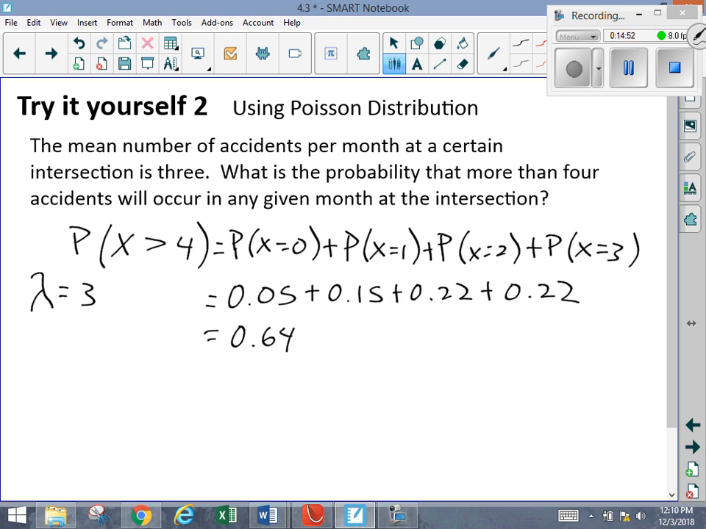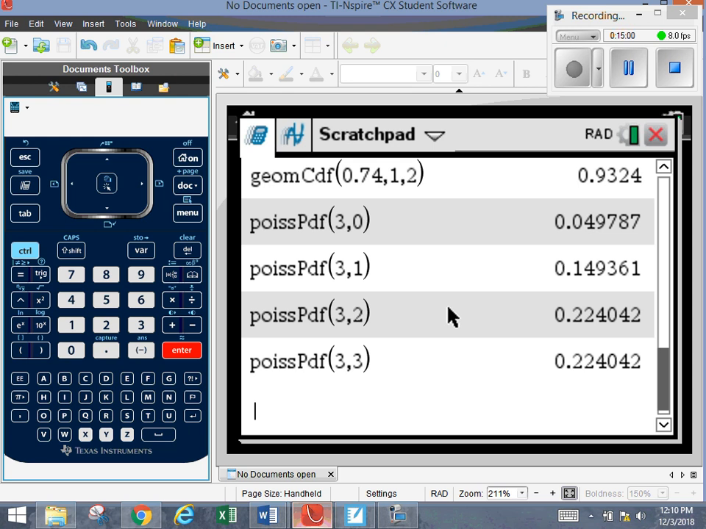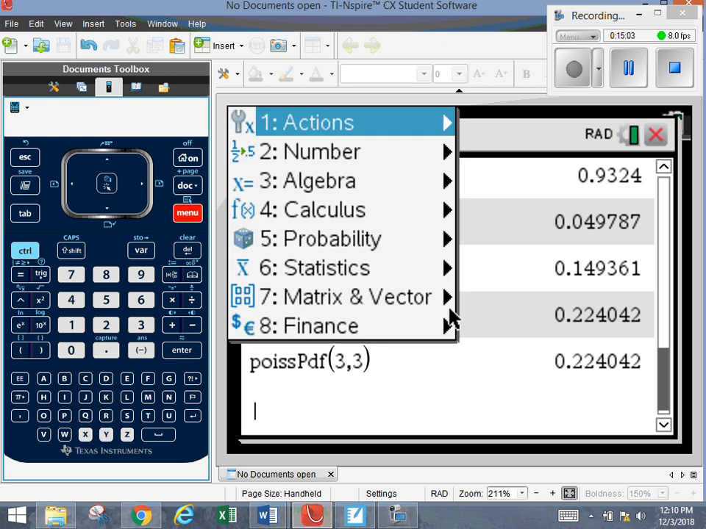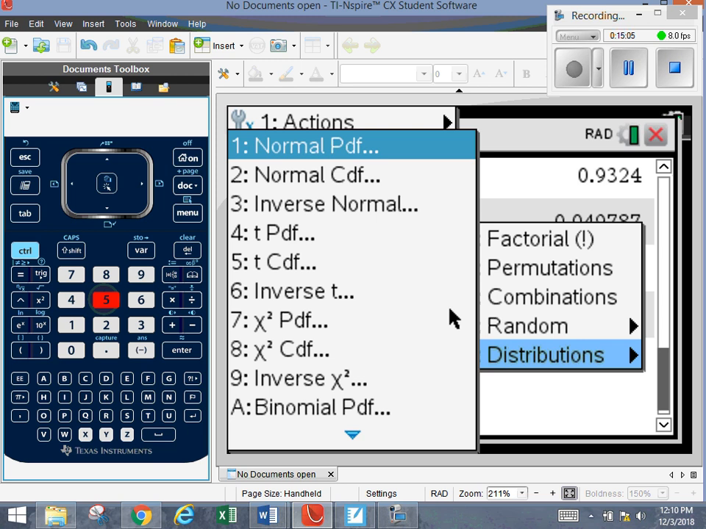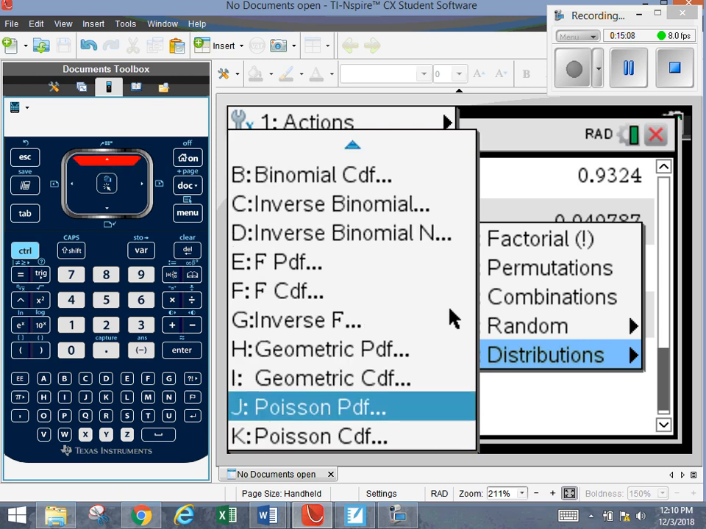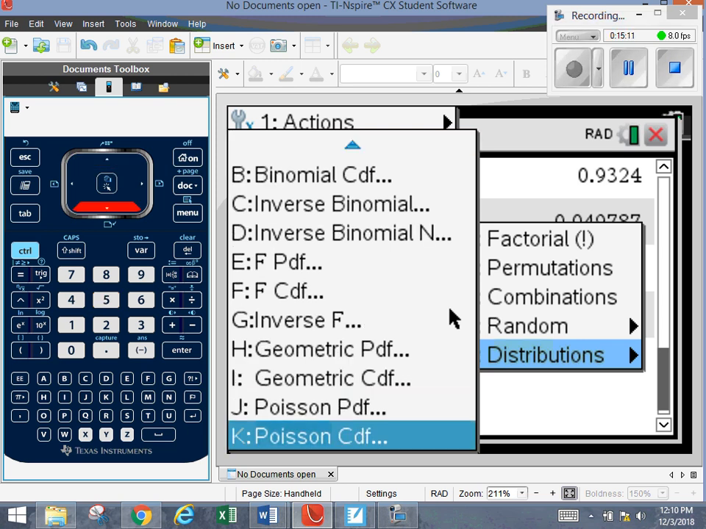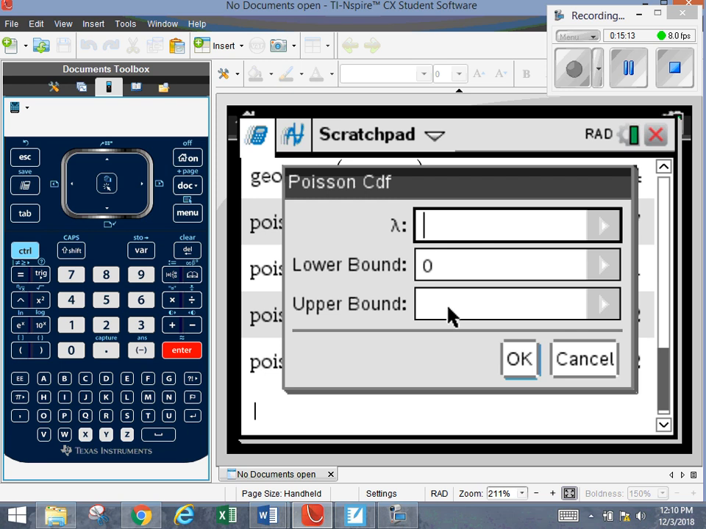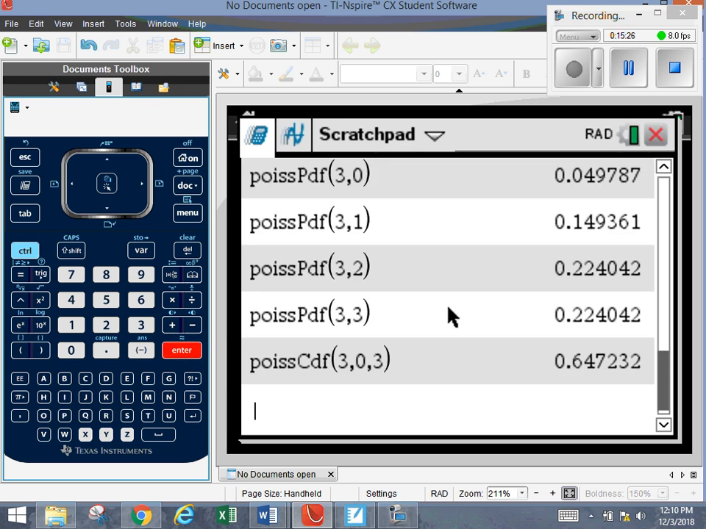Okay, we can get the same thing by using the CDF as well. So let's do that real quick. I'm going to show you how to use that function. So I'll hit menu, probability, distribution, and we'll go up to Poisson CDF. And now our lambda is 3, our lower bound is 0, and our upper bound is 3. We hit OK, we get around 0.64, which is what we got, right?